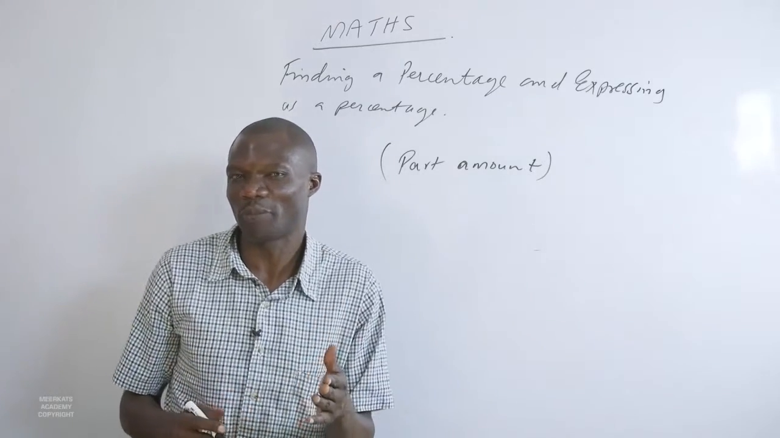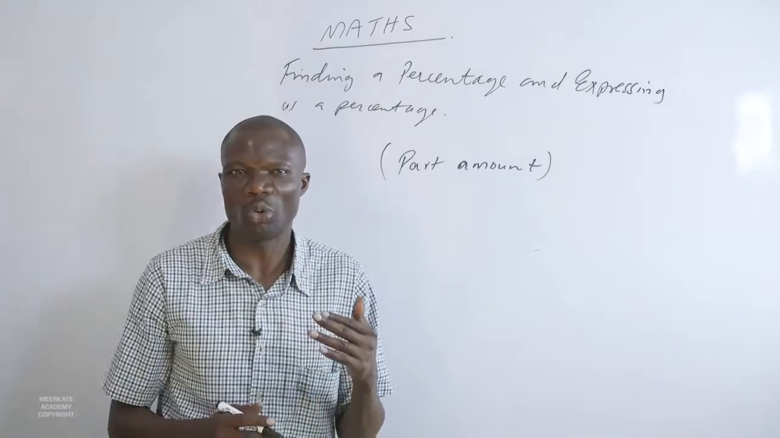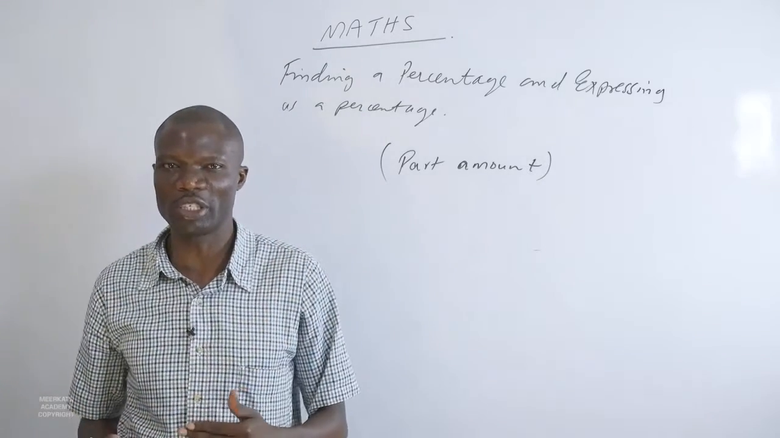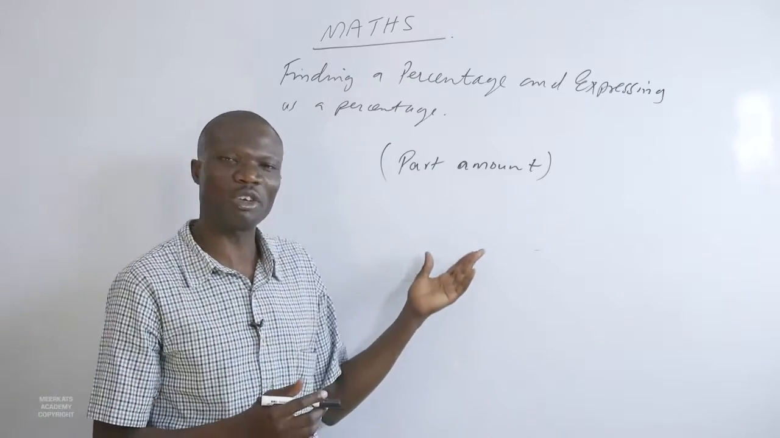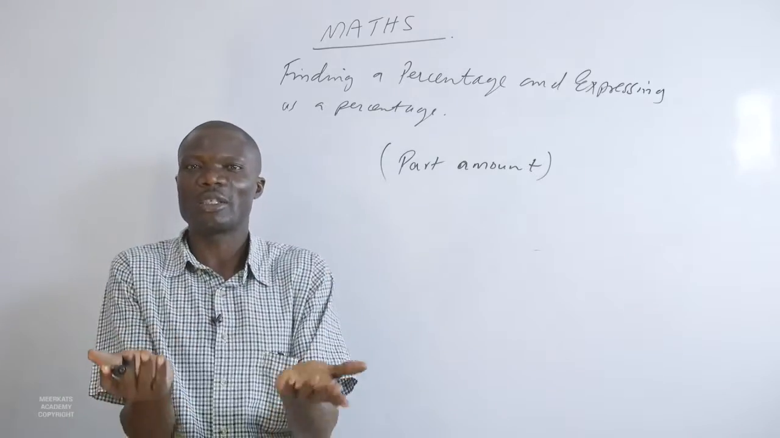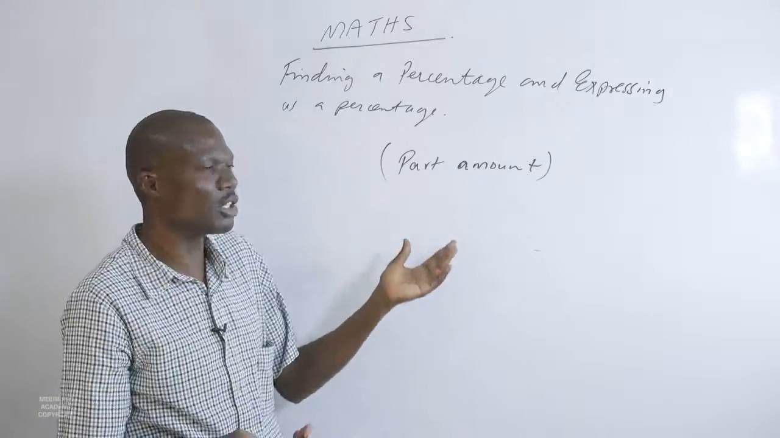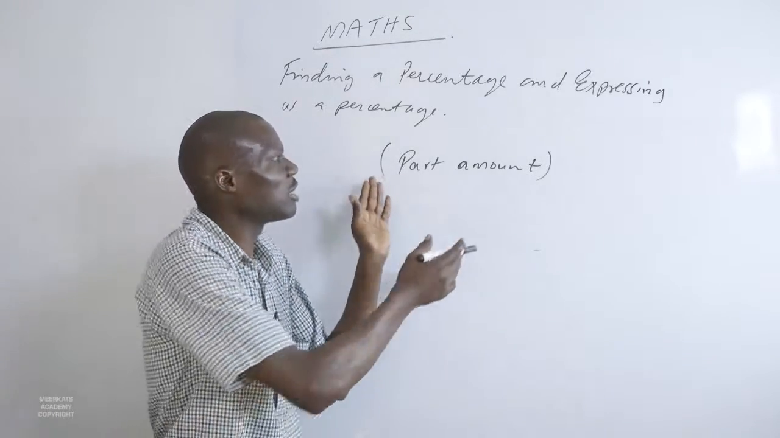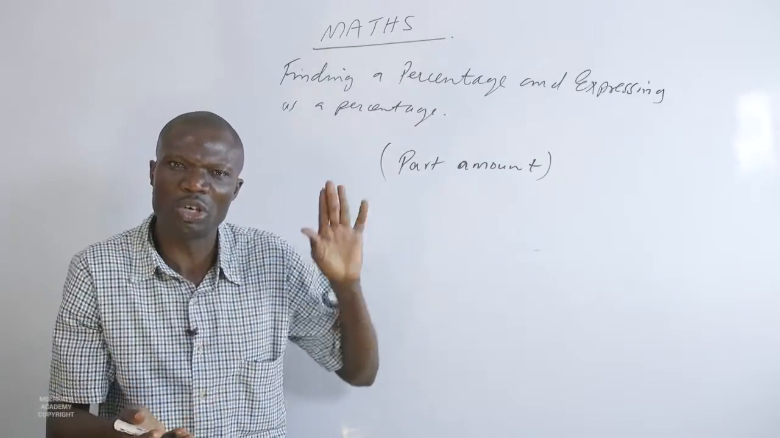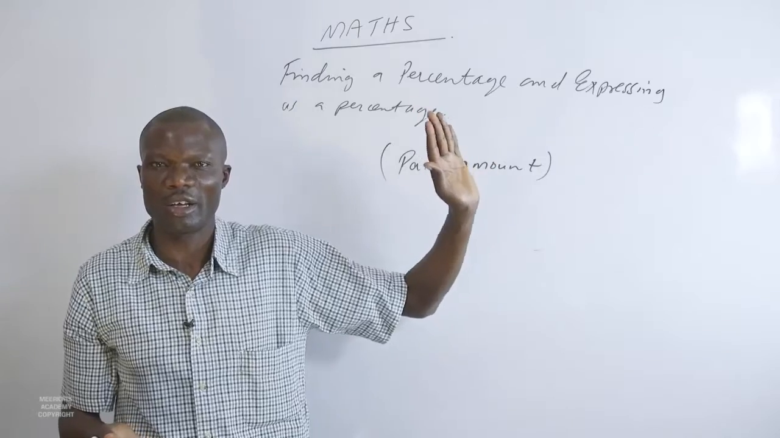Then I'll ask you, how much water is remaining in the bucket? You'll tell me it is 10 out of 17. So 10 out of 17 is the amount of water remaining in the bucket. What is its percentage? Now when you say part amount, this 10 is what is remaining. But what was the total amount? It was 17.